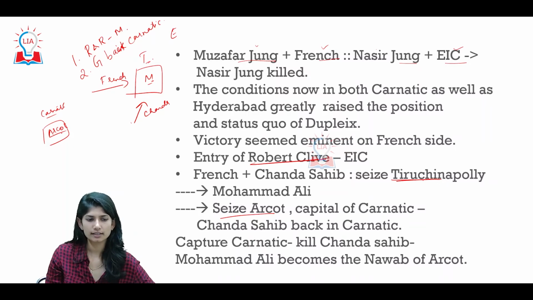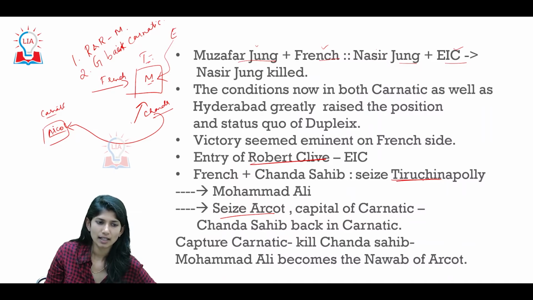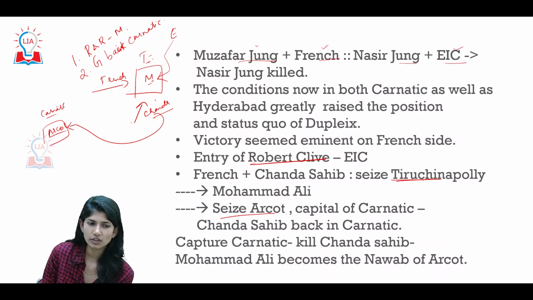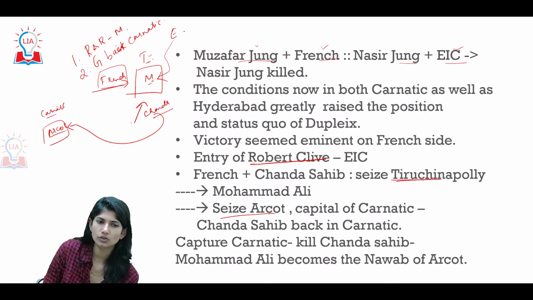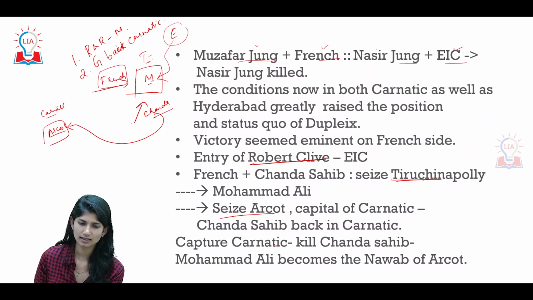See, if Arcot is captured, Arcot is the capital of Carnatic. The Nawab of Carnatic, being Chanda Sahib, will now rush to save his capital with his forces. So half of the pressure here gets relieved. At that time, these people can release him, capture this place, kill this guy, and make this guy the king. So what victory was imminent on the French side now shifted to the English side. Understanding? That is the thing here.